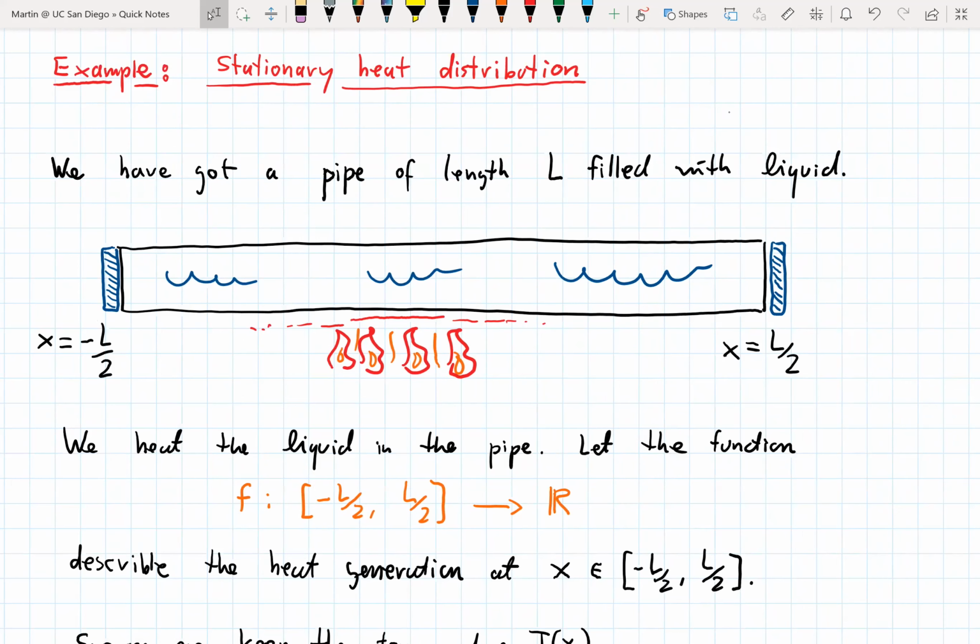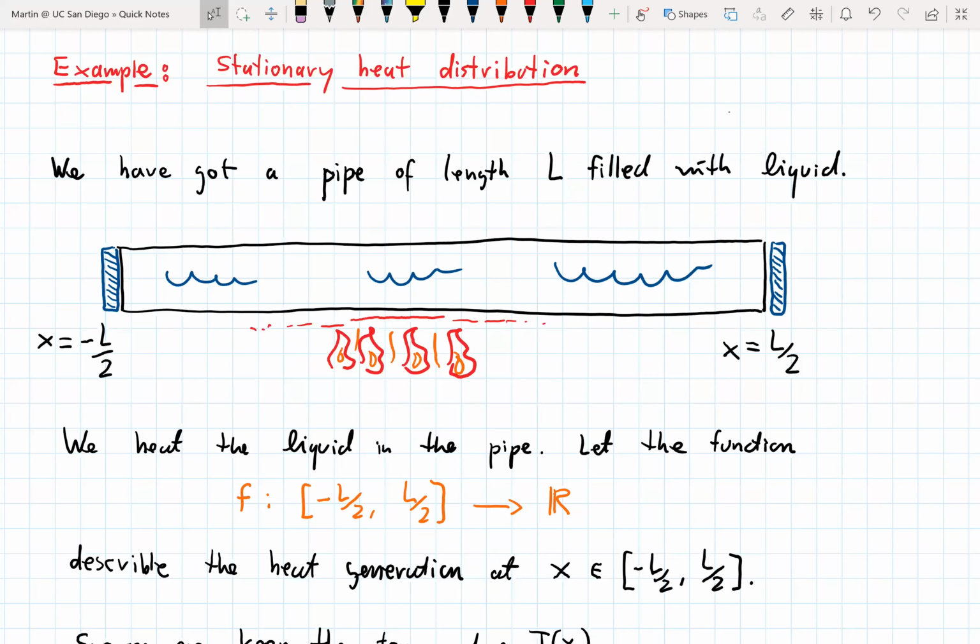A famous example of a differential equation shows up in thermodynamics, and that differential equation describes a stationary distribution of heat. So to begin with, let us suppose I've got a pipe of length L that is filled with some liquid. And okay, I position that pipe, and then I start heating the pipe somewhere in the middle. And let's suppose we do this in some technical facility, and we have some cooling devices that we attach to the left and the right end point of the pipe, which keeps the temperature of the liquid constant there. So we keep the heat source constant.